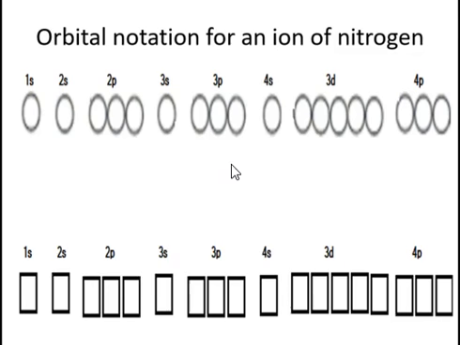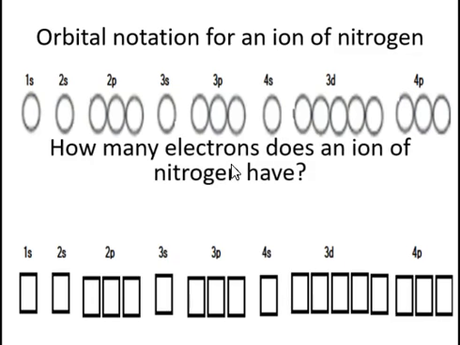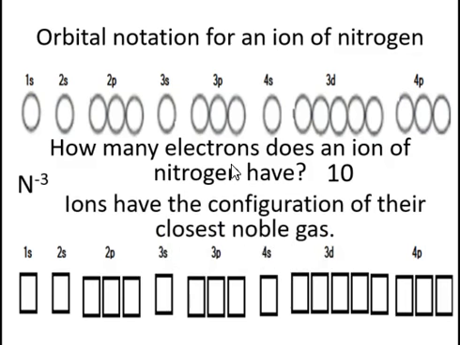Orbital notation for an ion of nitrogen. So how many electrons does an ion of nitrogen have? An ion of nitrogen has 10 electrons because nitrogen's formula is N-3. The -3 means it has 3 more electrons than it has protons, and it has 7 protons. So if it has 3 more electrons, it's going to have 10. Remember, they always have the same number of electrons as their closest noble gas. So nitrogen's closest noble gas is neon, which has 10 electrons.